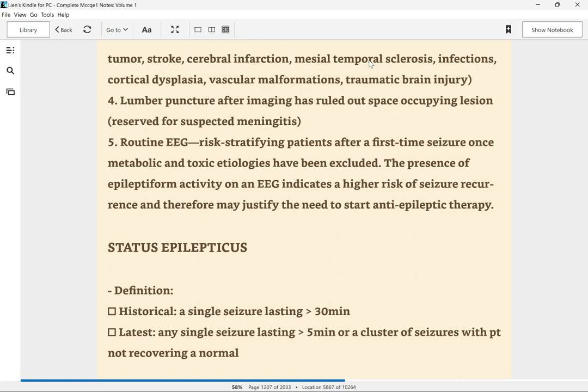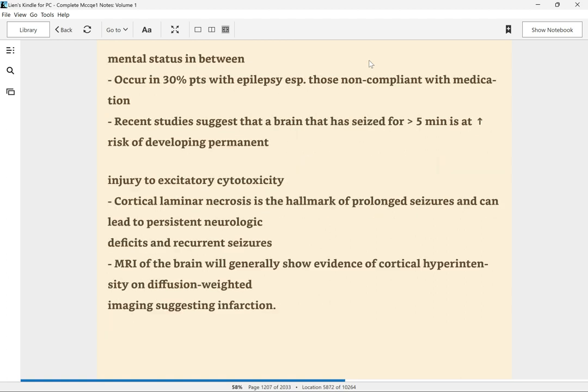Status epilepticus. Definition: historical, a single seizure lasting 30 minutes at least, any single seizure lasting 5 minutes, or a cluster of seizures with the patient not recovering to normal mental status in between. Occurs in 30% of patients with epilepsy, especially those non-compliant with medication.